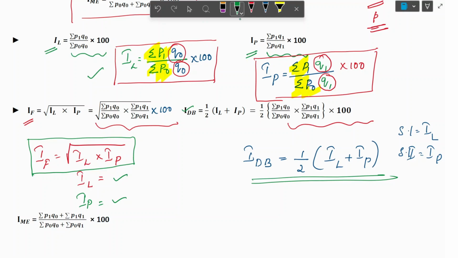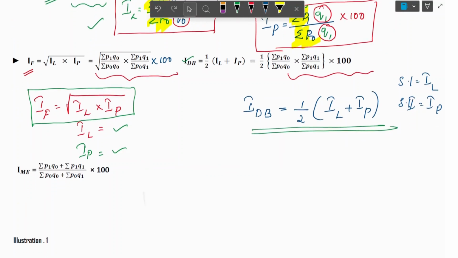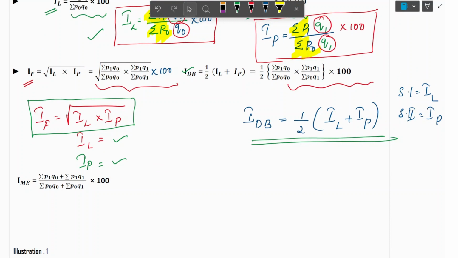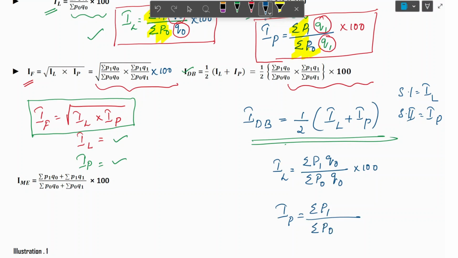Now how are you going to learn the fifth formula, the Marshall-Edgeworth formula? For that purpose, see here, you know what your IL is, right? IL is equal to sigma P1 in the numerator and sigma P0 in the denominator, and here I am multiplying with Q0 and Q0 into 100. And IP is equal to sigma P1 numerator, P0 denominator, multiplying with Q1 and Q1 into 100. Therefore, these two formulas are easy to remember.